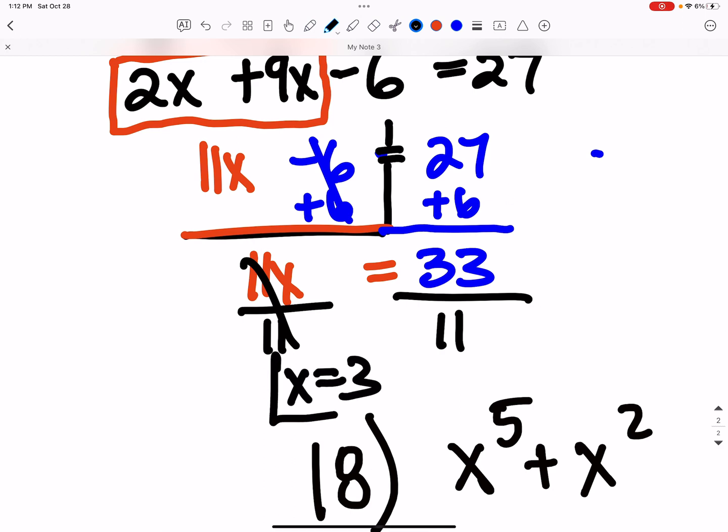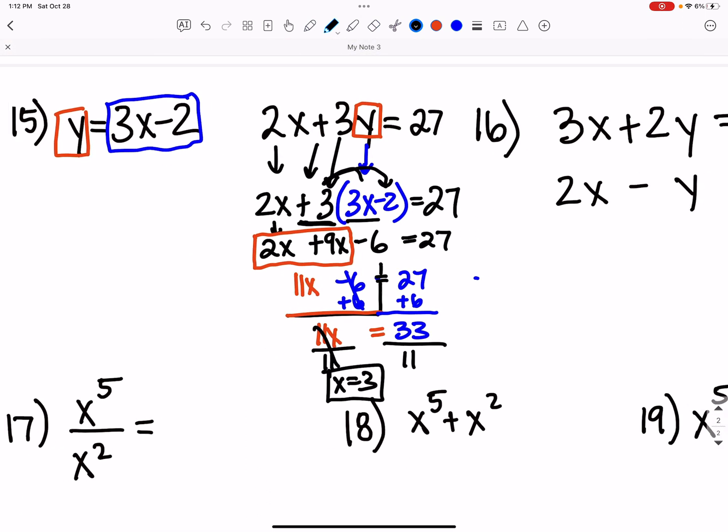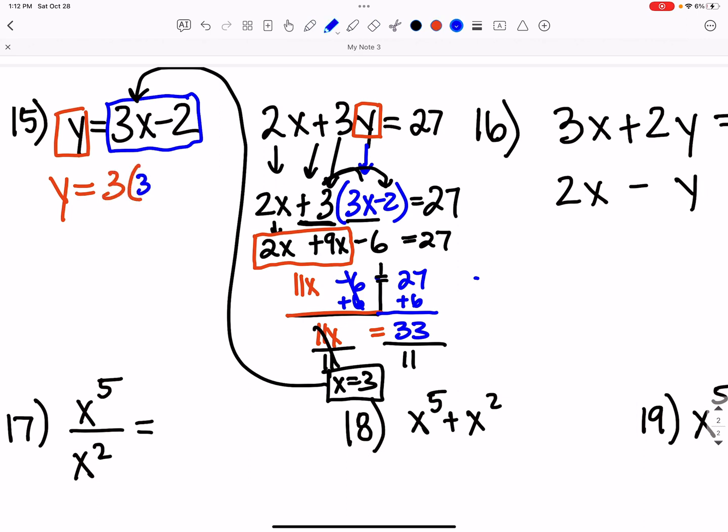But now that we know x equals 3, I go back all the way up to here, because this is the easy equation, and y should be 3 x's, but we know x's are 3's. So 3 3's minus 2, y equals 9 minus 2, y equals 7. So we've got 3, 7.